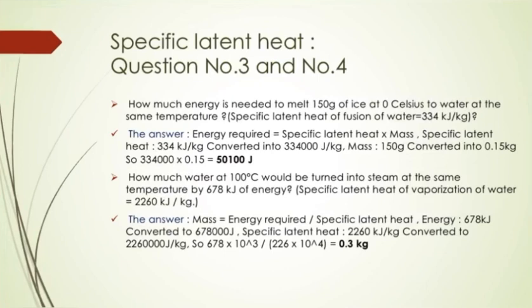So here it wants the mass. We want to make the mass the subject of the formula. As the mass is in the denominator, we put the energy required on the other side, so the mass is equivalent to the energy required divided by the specific latent heat. After putting the numbers, 678 times 10 to the power of 3 divided by, bracket open, 226 times 10 to the power of 4, bracket close, is equivalent to 0.3 kilogram.